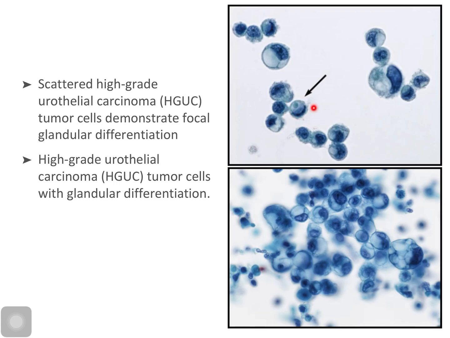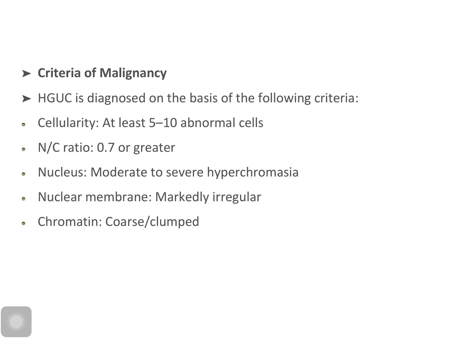demonstrate focal glandular differentiation. Here we can see tumor cells, many of them have cytoplasmic vacuolation and irregular nuclei showing glandular differentiation. The criteria of malignancy in cases of high-grade urothelial carcinoma. This is based on the following criteria. The 5 criteria are considered.